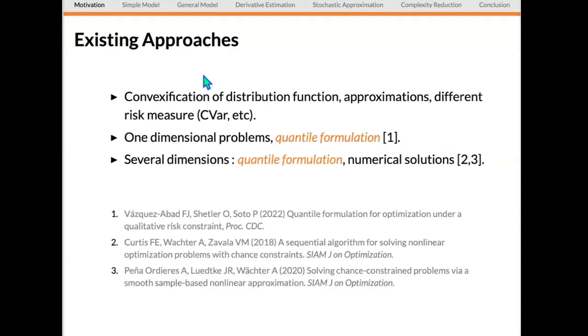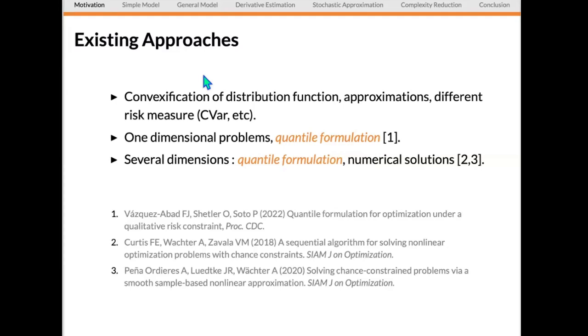The existing approaches either convexify the distribution functions, or take another risk measure. That's very common in finance. Instead of taking the probability of the portfolio falling below a particular value, you take the C-bar, you take other approaches that do not have that problem of the probability. Now, in one-dimensional problems, we proved that the quantile formulation not only works and doesn't have the pathology of the probability constraint, but it is also convex and provably convergent.